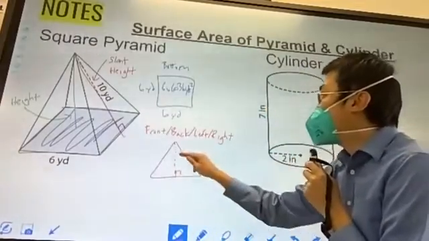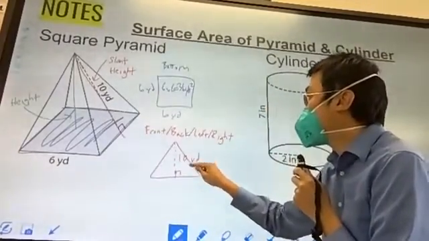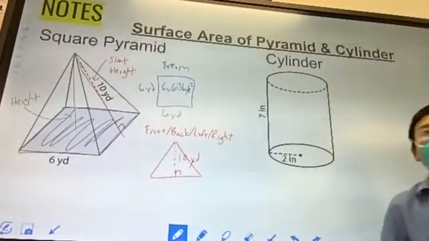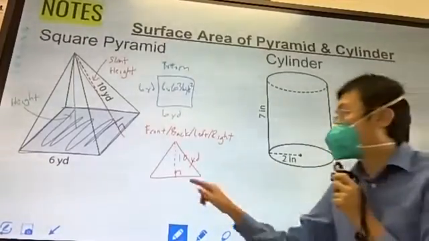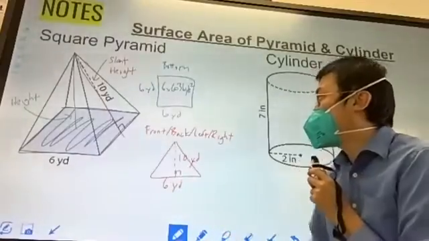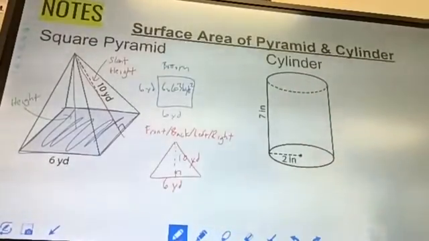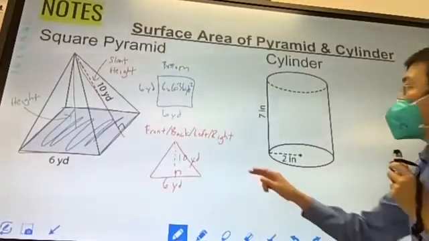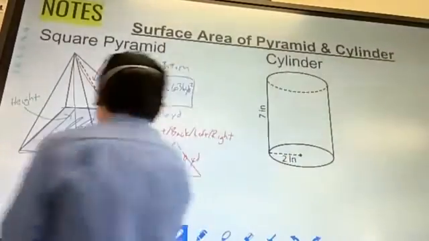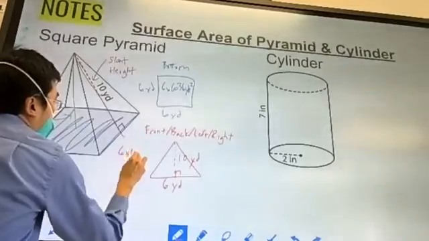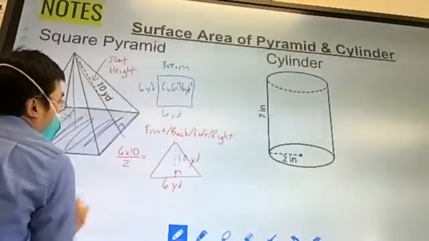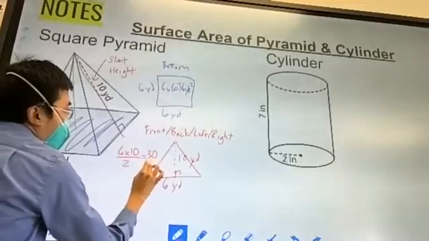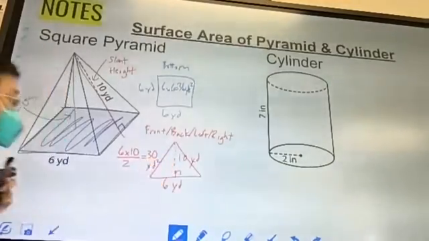So the slant height is 10 yards. And the base, what's our base? 6 yards, yeah. And as discussed earlier, to find the area of any triangle, we apply the formula of base times height divided by 2. So 6 times 10 divided by 2. That will give us 6 times 10 is 60. Cut that in half. That gives us 30 yards squared.